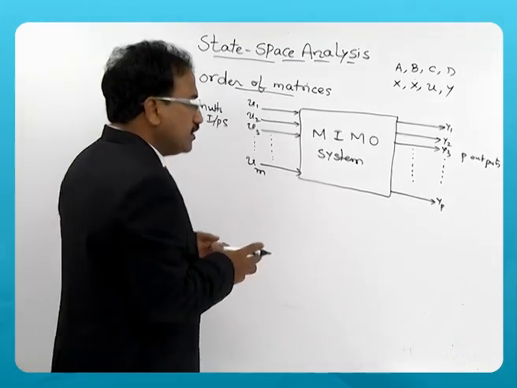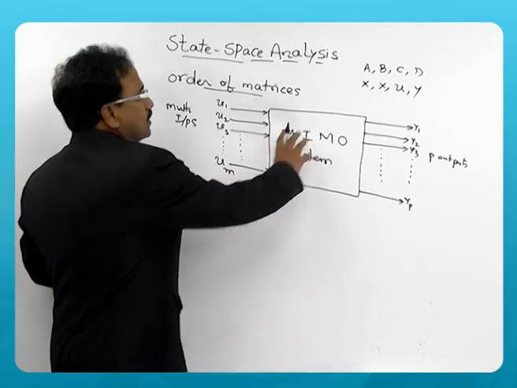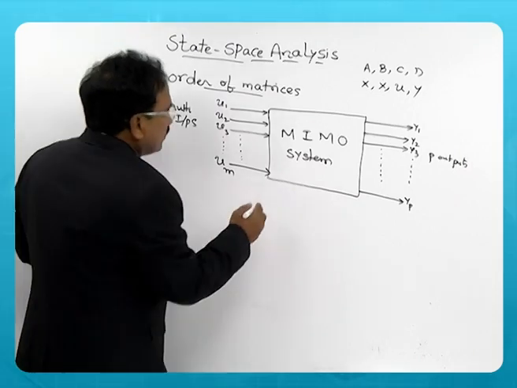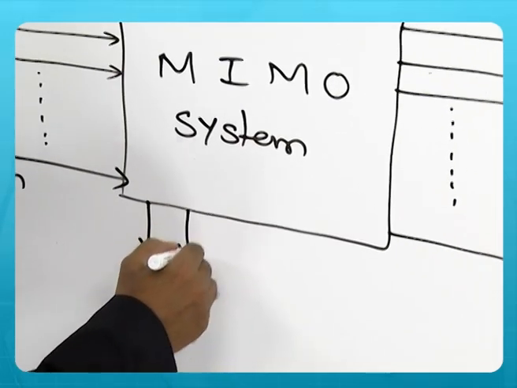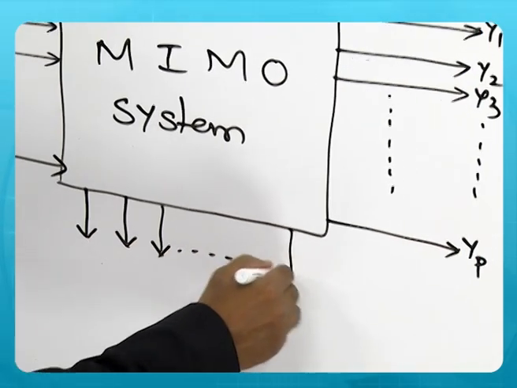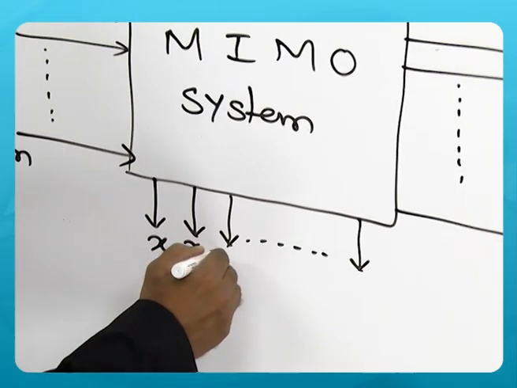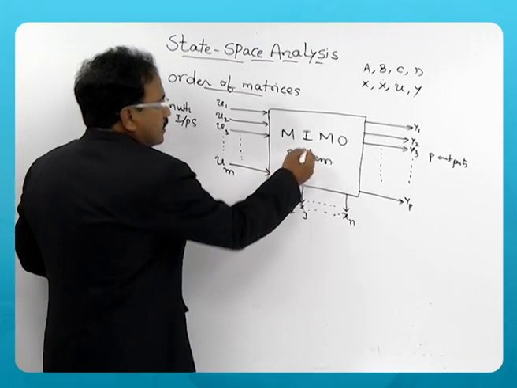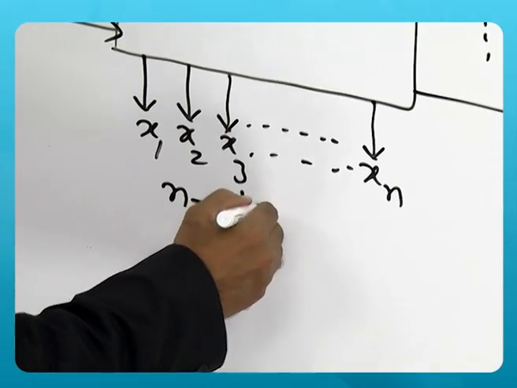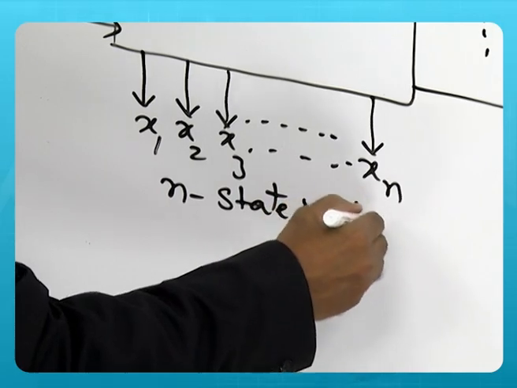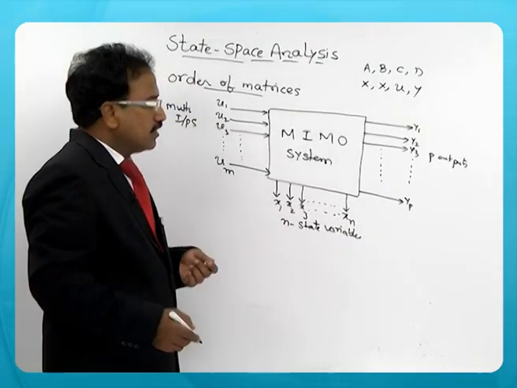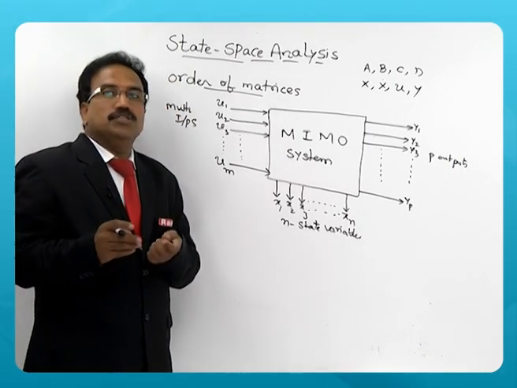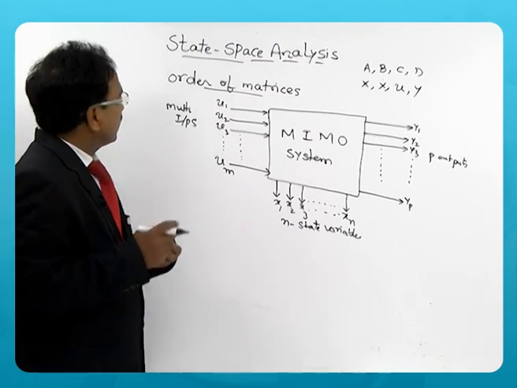And the very important thing is the state variables. This system has some energy storage elements. If you consider it as an electrical system, then there will be state variables starting from x1, x2, x3 and so on up to xn. So this system may have n state variables. With this, I will be knowing the dimension of the input, output and state vectors.